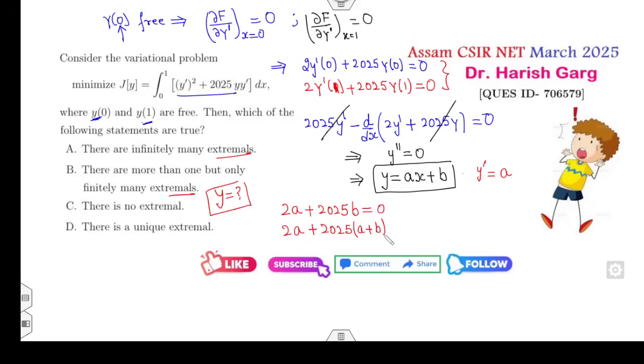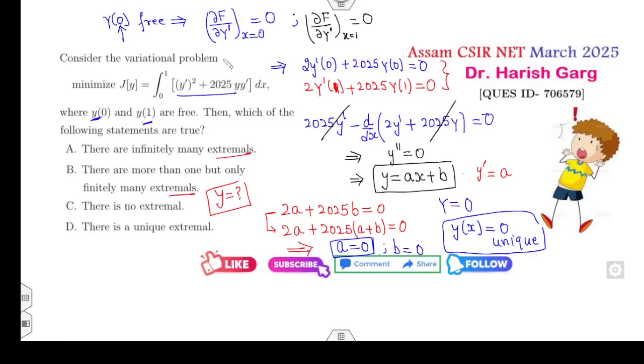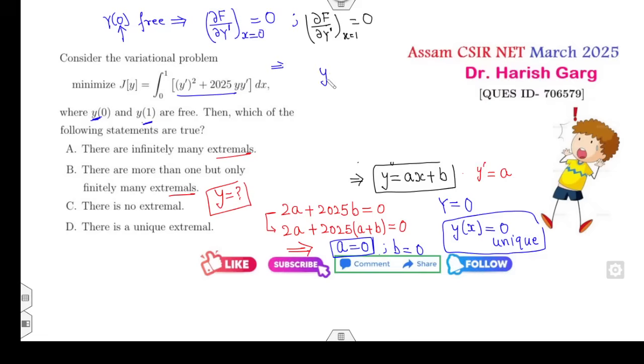a plus b. फाइन. तो आप इसको ये वाली वैल्यू अगर आप दोनों को सब्ट्रैक्ट करो, once you subtract them you will get a is equal to 0. Fine. Once you get a is equal to 0 then you will again get b is equal to 0. So solution will be y of x is my 0. That means you will get the unique extremal. Fine. So you will get y of x is 0 is my unique extremal.